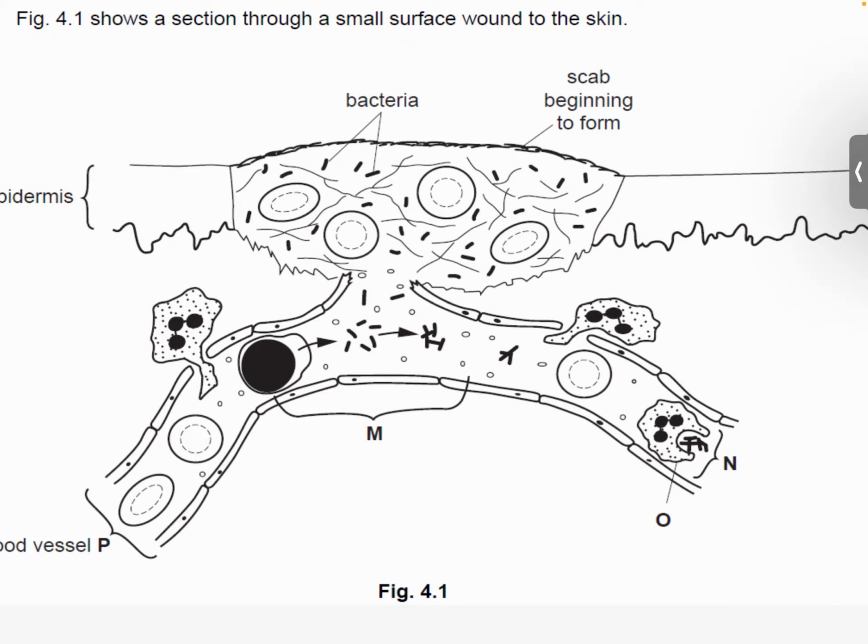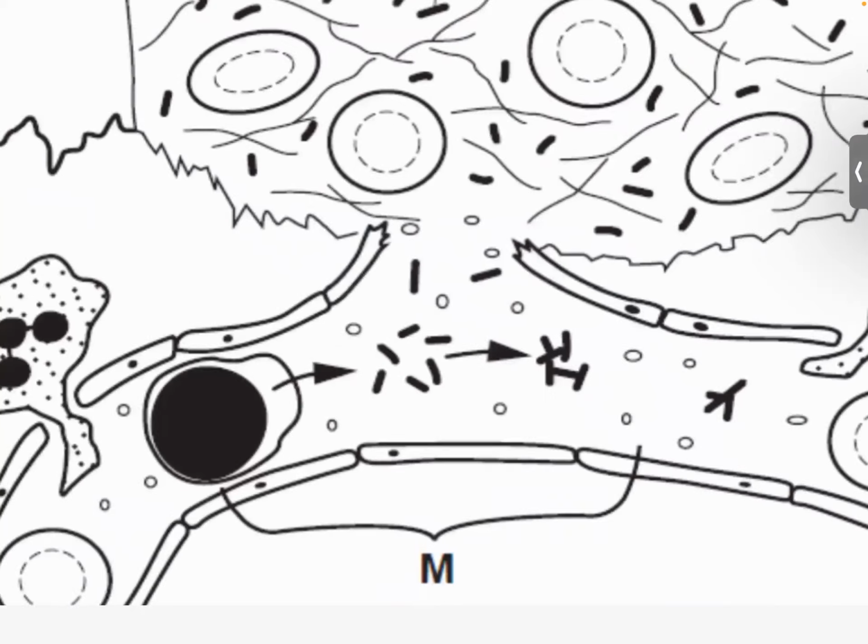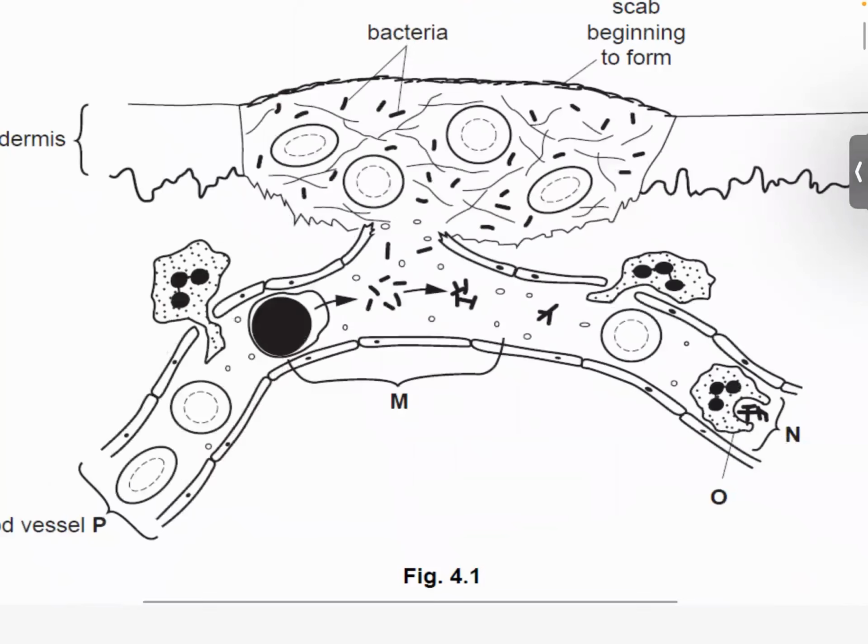First, let me tell you that the small black structures you can see are the bacteria, and something is happening to these bacteria at M, and something is happening to them at N. So just first think and then tell me the answer.